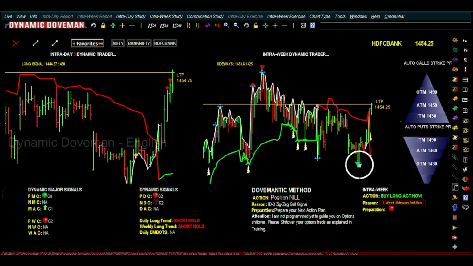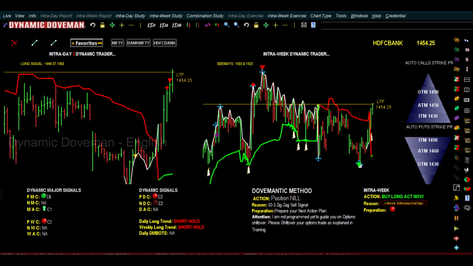In HDFC Bank, earlier the price was coming down. It was in a long-term downtrend, and as it was coming down it reached a very important point where in Dynamic Live we got to know that this is a turning point. From there it started going up, but while going up it did some up and down movement, and as it was going up, Intra-week Long gave us a buy. It told us buy long act now.